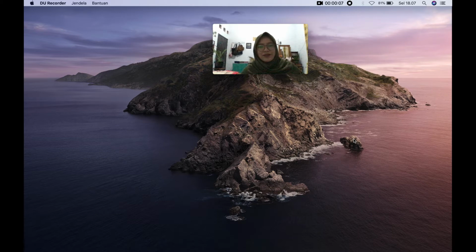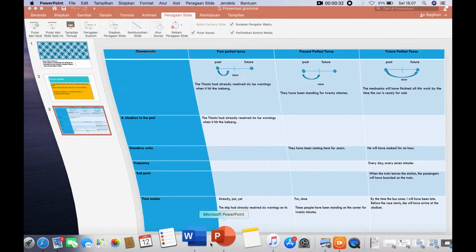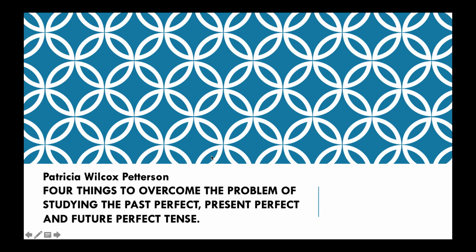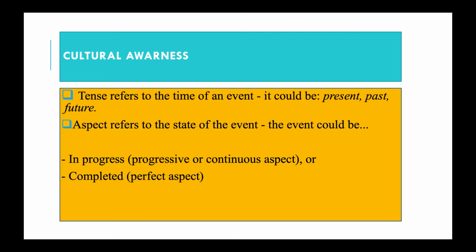I am from class 3B, and in today's video I will explain about Patricia Peterson's suggestions for four things to overcome the problem of studying the past perfect, present perfect, and future perfect tense. This is to make it easy for you to learn the grammar pattern.